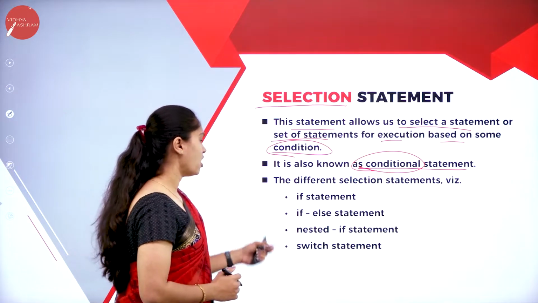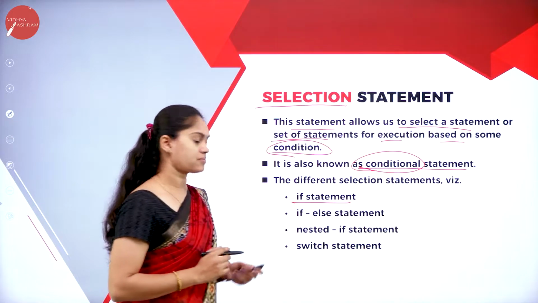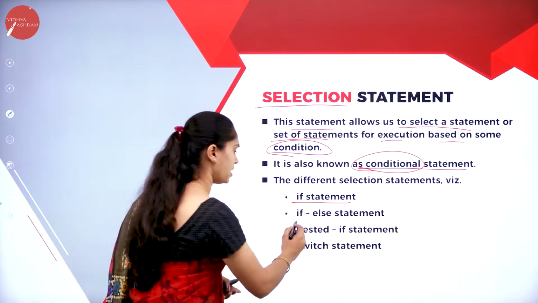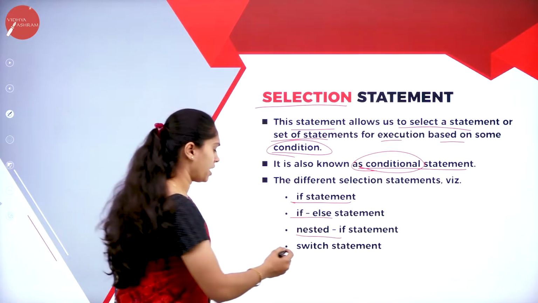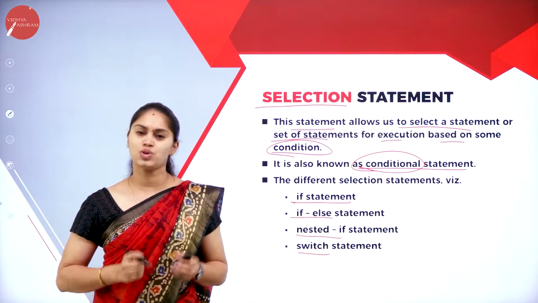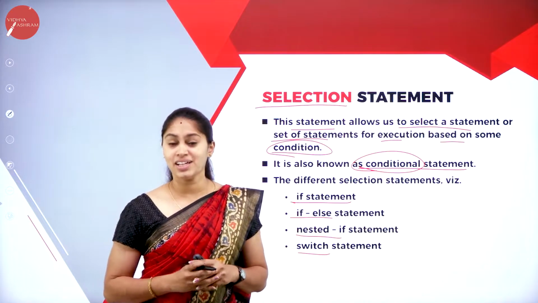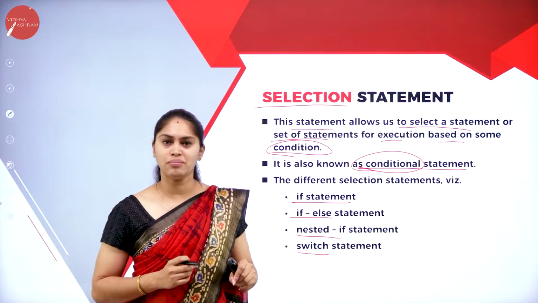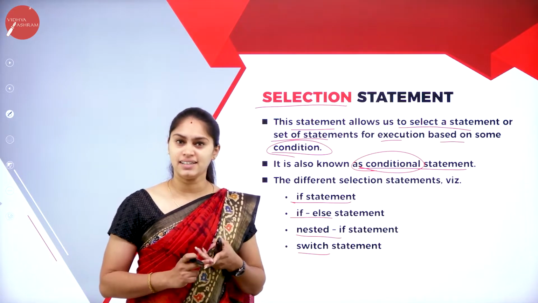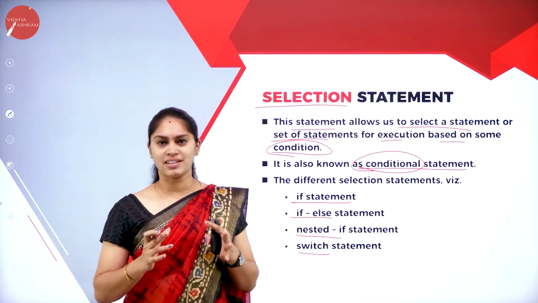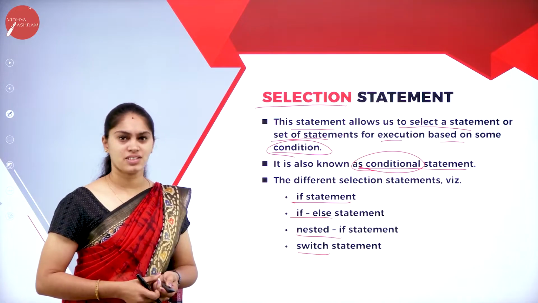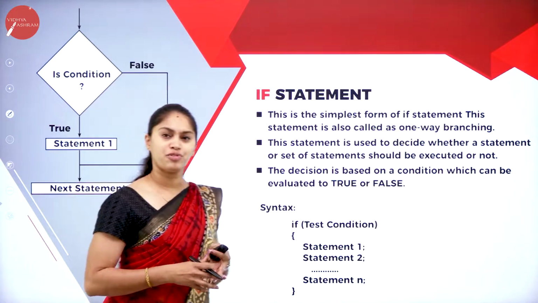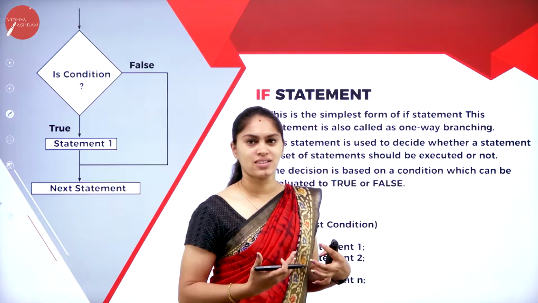It has 4 types. One is the if statement, another is the if else statement, then the nested if statement, and we have the switch statement. All the types are important, and we are going to learn each type along with the definition and syntax as well as the flowchart and a small example program. So let me get into the if statement. What do you mean by if? That means what?